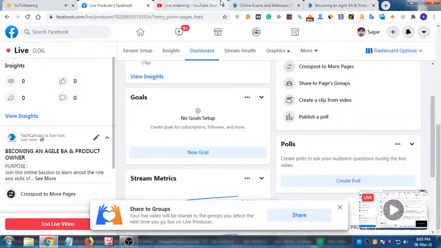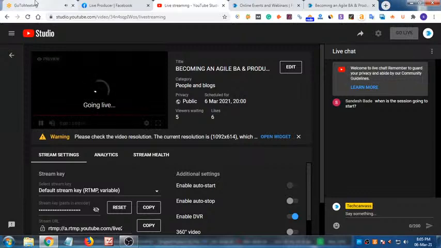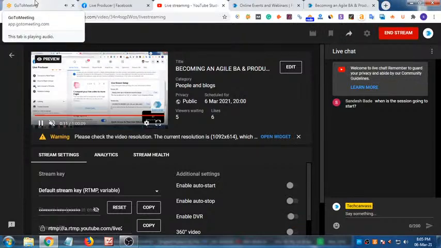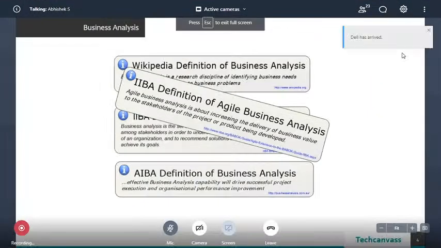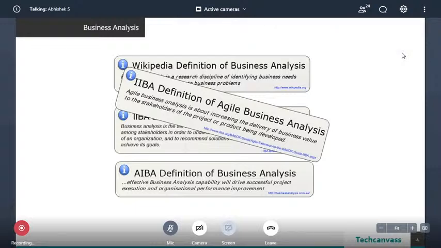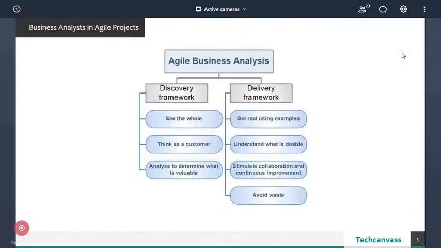Agile business analysis is all about increasing the delivery of business value to the stakeholders of the project or the product that is being developed. This is a definition that IIBA actually gives for business analysis. It talks about anything that you do, any activities that you do, to increase business value to the stakeholders of your project, if you're in a service-based company, or the value you deliver for the particular product if you're in a product company. That's what it's all about.